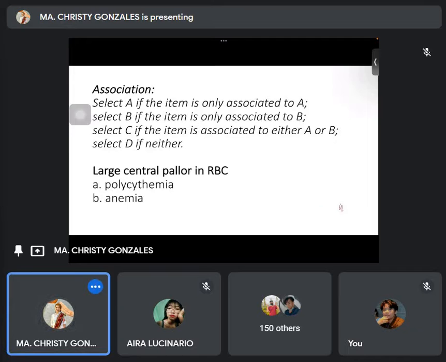Okay, next. You have large central pallor in RBC. I've already mentioned about the central pallor. It should be 1/3 of the diameter of the RBC. So if it is larger, indirectly proportional siya sa hemoglobin. So kung malaki, therefore the hemoglobin is small. Between polycythemia and anemia, mababa ang hemoglobin, so that's associated to anemia. Okay, so that's only letter B.